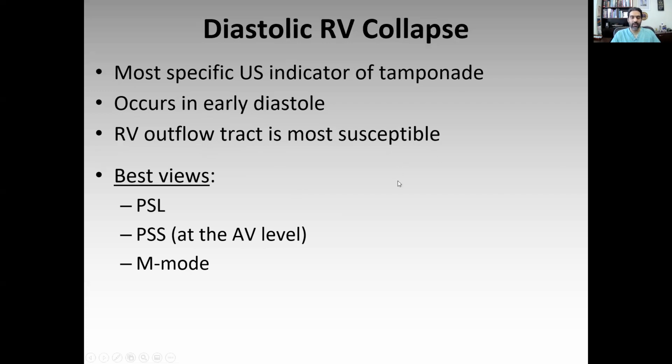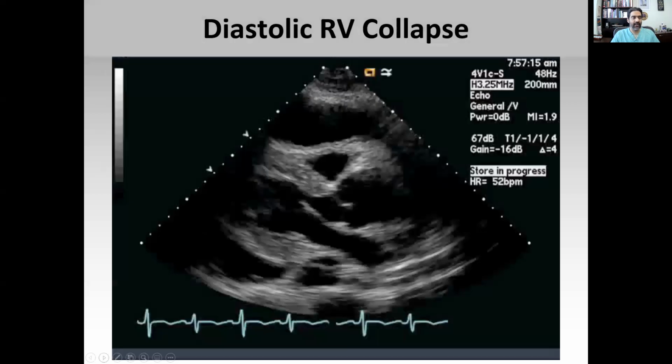So the ones that we use most often are the parasternal long axis view, where the RVOT is right there near your probe, real superficial in the field. You can also use the parasternal short axis view, angled upward to the level of the aortic valve. And then, of course, we're going to talk about using M mode to identify diastolic collapse of the RV.